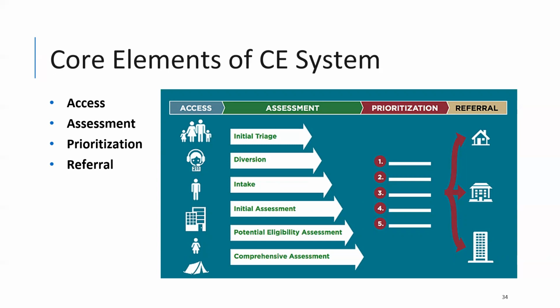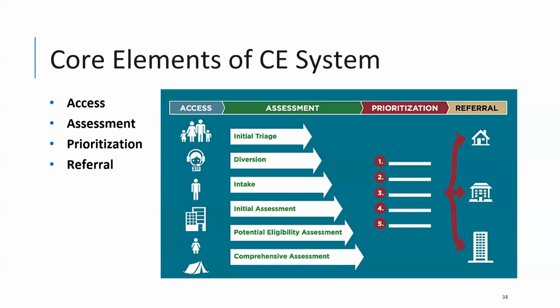The second is assessment. So what questions are you asking people to assess both their eligibility for services as well as establishing priorities? Some of the pieces of the assessment could be an initial triage. What are the immediate needs of the person? Diversion, trying to help divert the person from the homeless system if possible and appropriate. Intake, initial assessment, kind of getting the basic info. Potential eligibility assessment, so what resources someone is eligible for. And then a comprehensive assessment that basically makes sure you get all the necessary information you need from someone to refer them to the most appropriate housing resource. Not every coordinated entry system is going to use each one of these phases of assessment, but most coordinated entry systems integrate at least some elements of all these things, such as triage, diversion, intake, eligibility, that sort of thing.